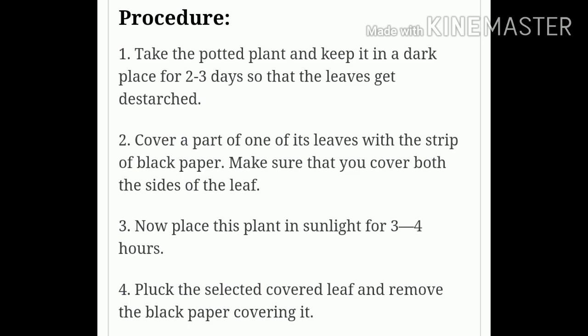First, take a potted plant and keep it in a dark place for 2 to 3 days so that the leaves get destarched. Second, cover a part of one of its leaves with a strip of black paper. Make sure that both sides of the leaf are covered. Third, place this plant in sunlight for 3 to 4 hours. Fourth, pluck the selected covered leaf and remove the black paper covering from it.